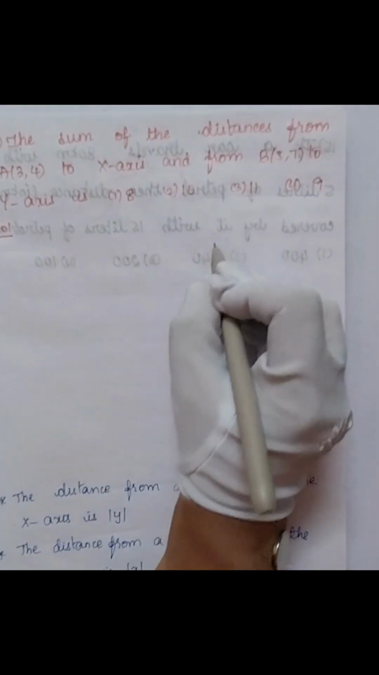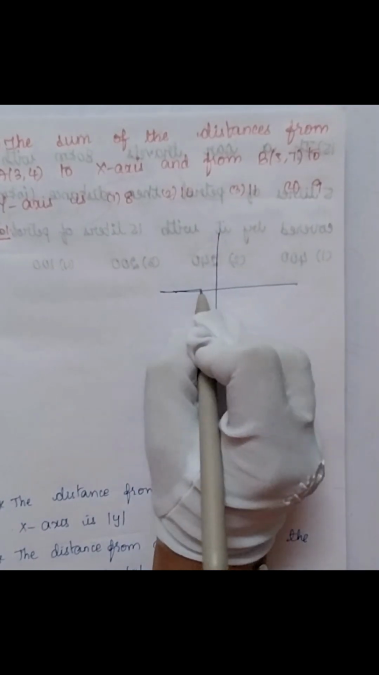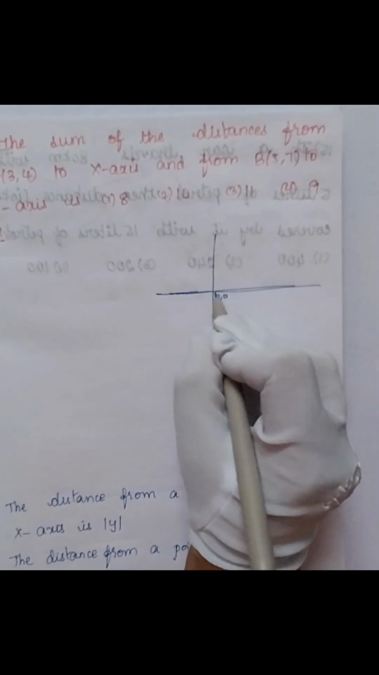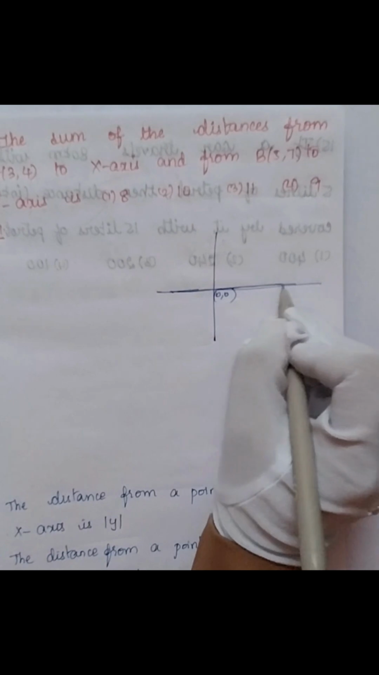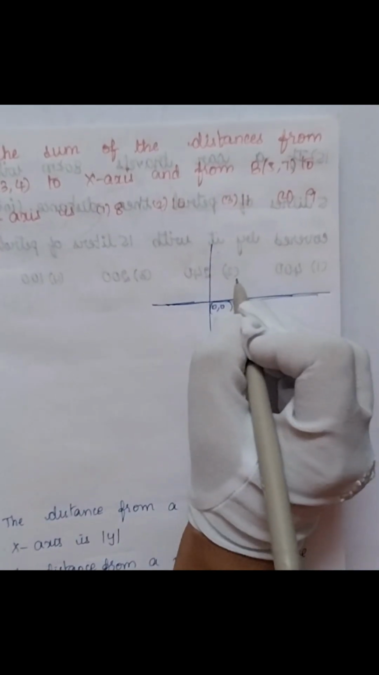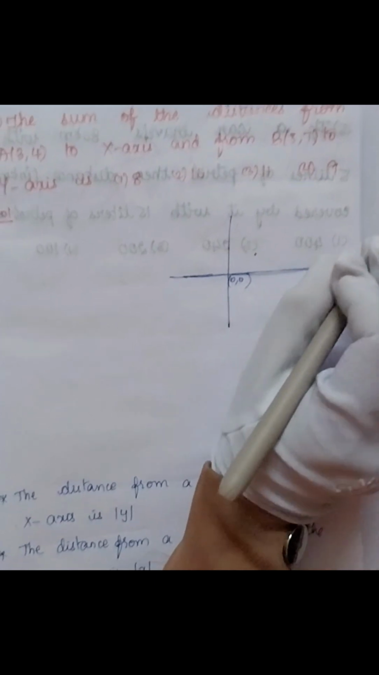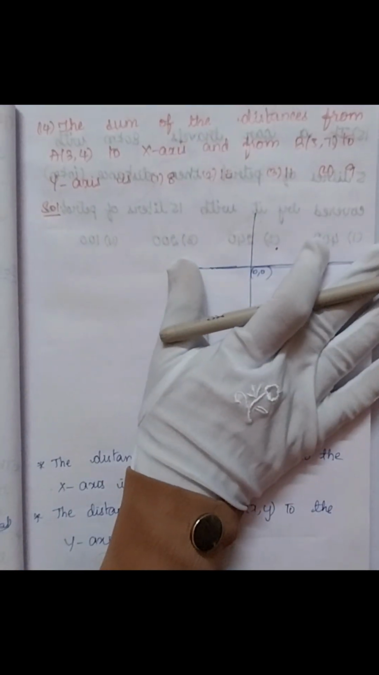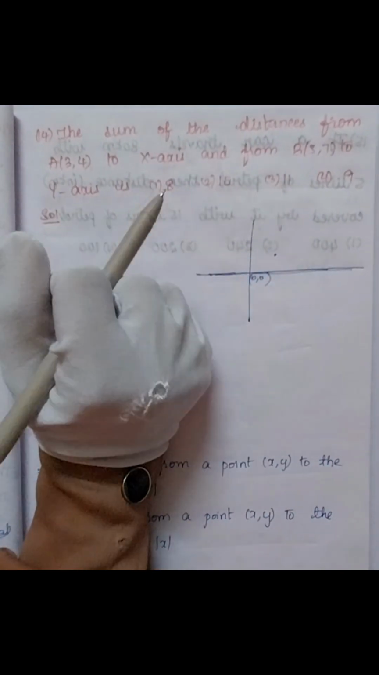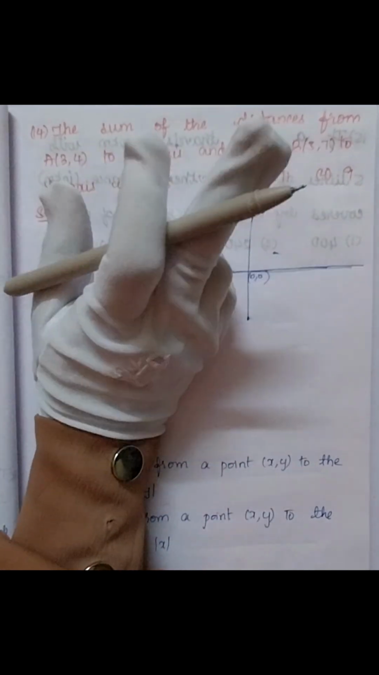So here, what is the distance from the point A(3, 4) to x-axis? If you take the coordinate system, here it is (0, 0), and somewhere you will be having your A point (3, 4). But no need to get worried about this coordinate system. By looking at the question, you can solve the answer within a minute. Here they are asking the sum, so let us find out the first part.